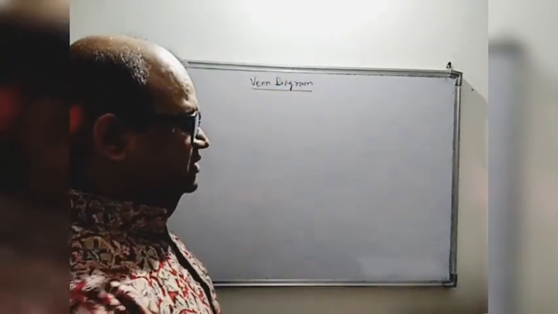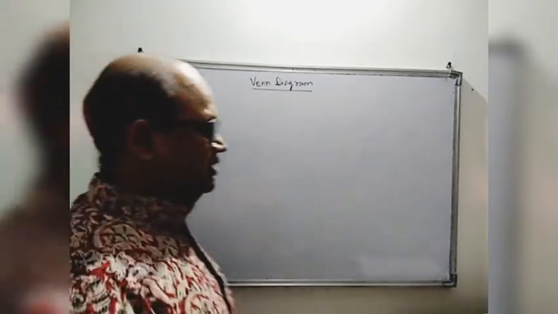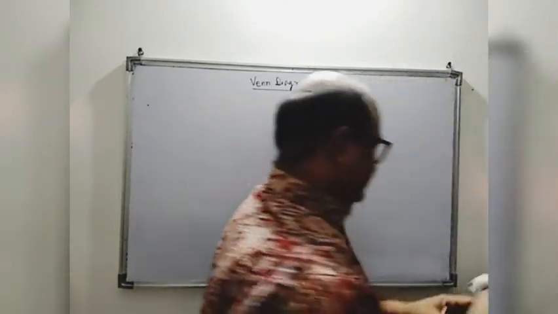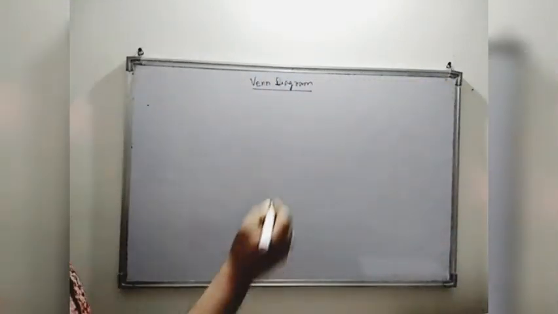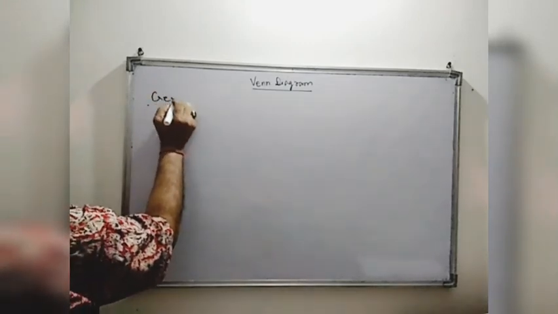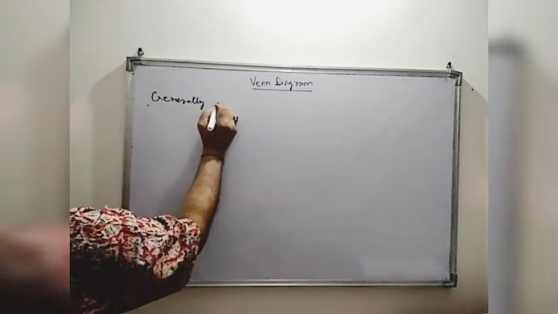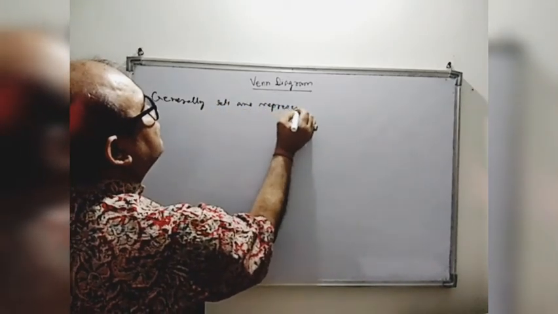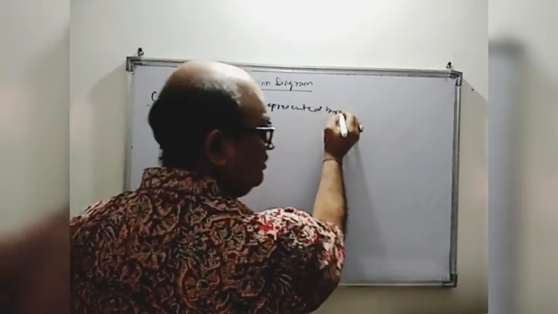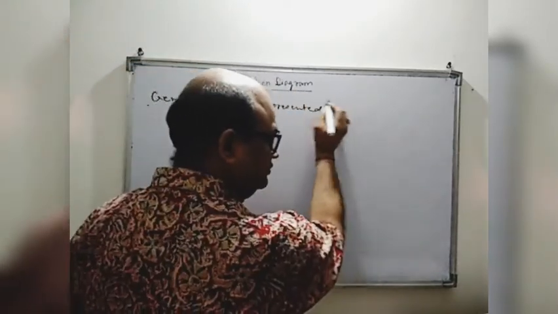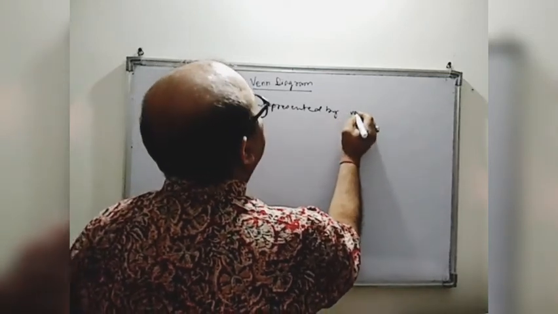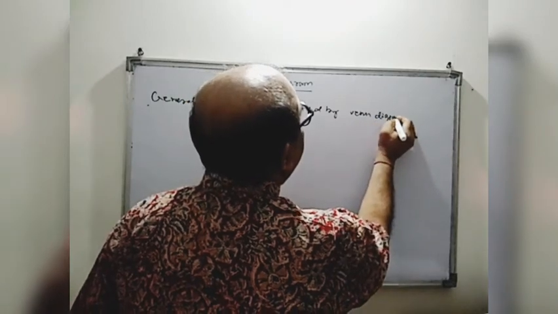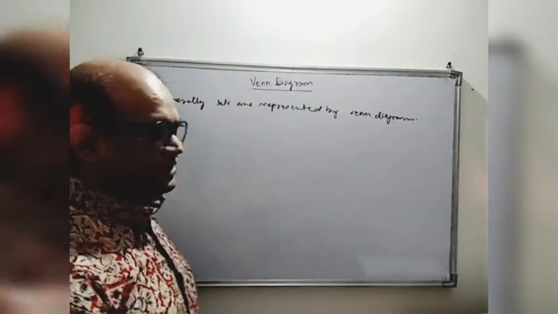Generally, all sets are represented by means of Venn diagram. That is, sets with relations between sets.